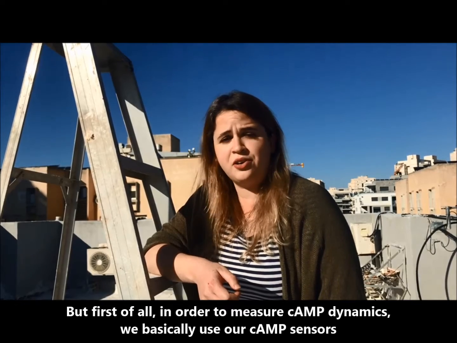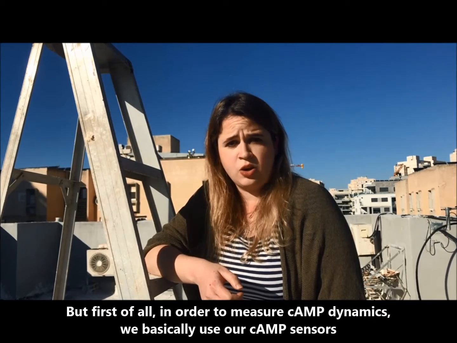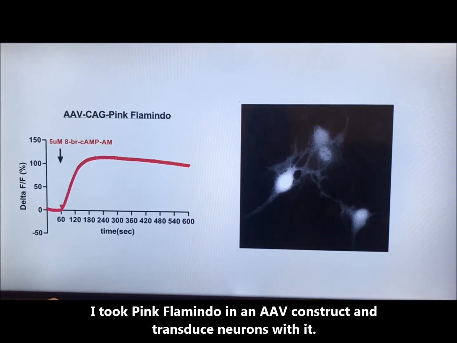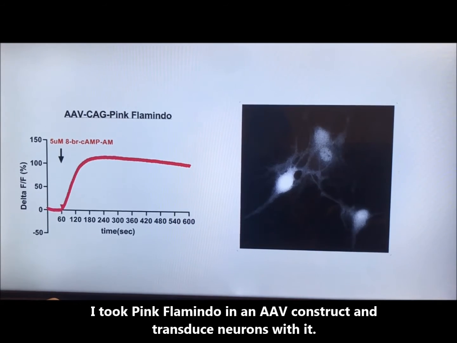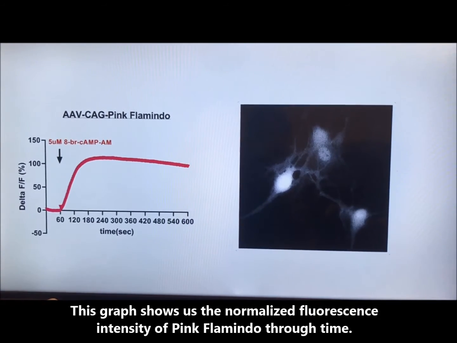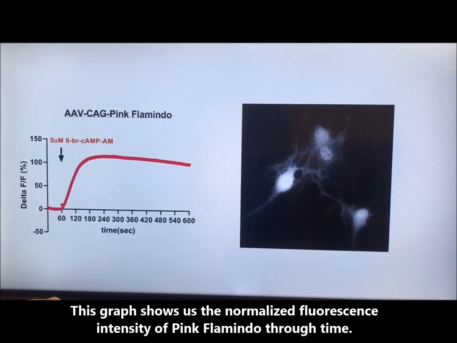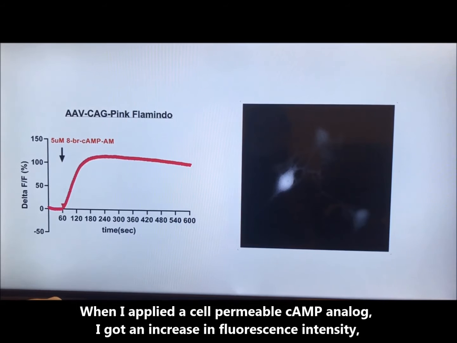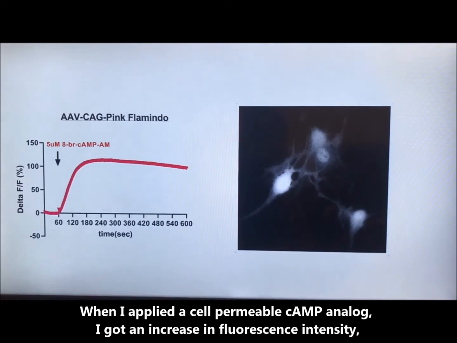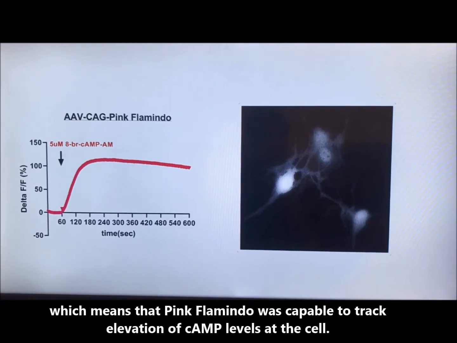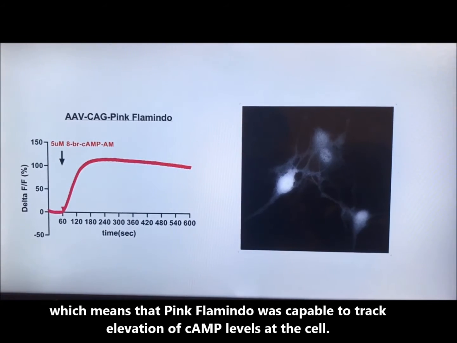But first of all, in order to measure cyclic AMP dynamics, we use our cyclic AMP sensor. I took Pink Flamingo in an AAV construct and transduced neurons with it. This graph shows the normalized fluorescent intensity of Pink Flamingo through time. When I applied a cell-permeable cyclic AMP analog, I got an increase in fluorescent intensity, which means that Pink Flamingo was capable of tracking elevation of cyclic AMP levels in the cell.